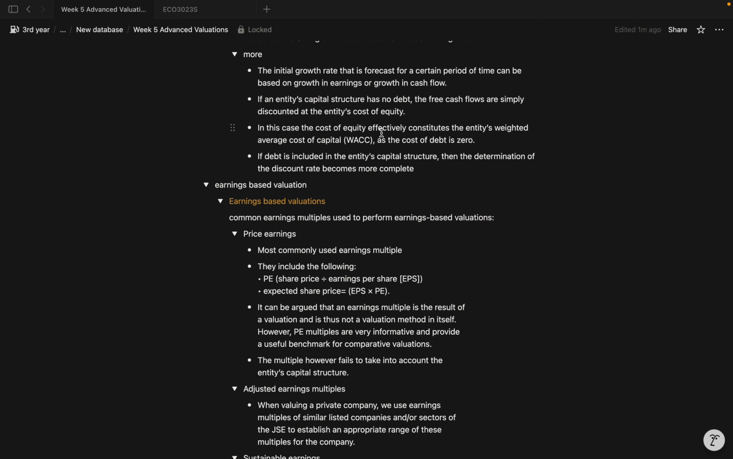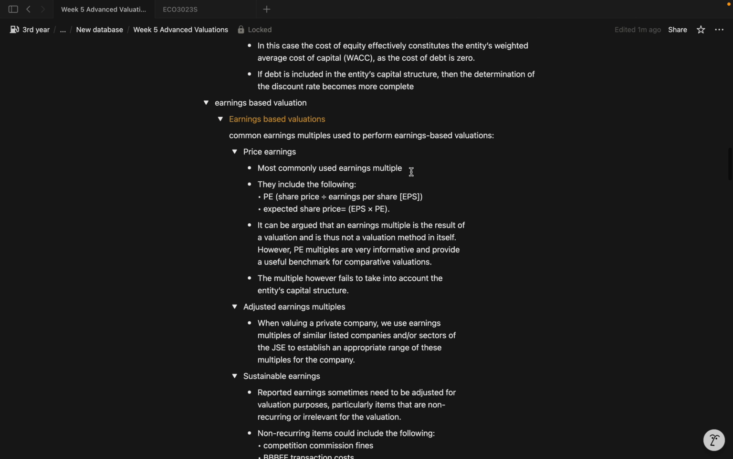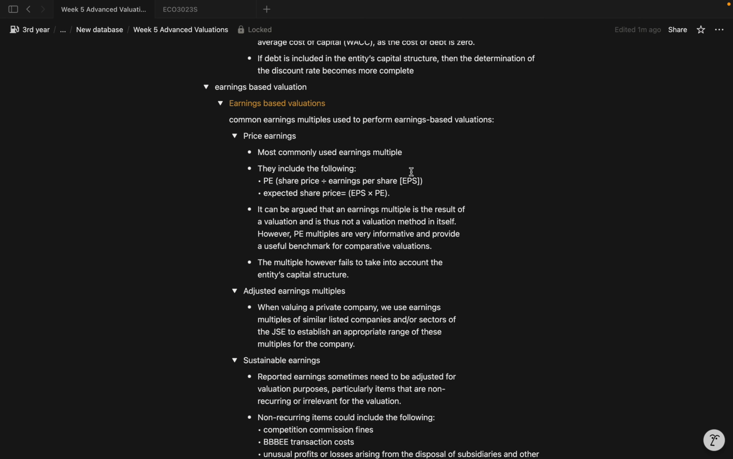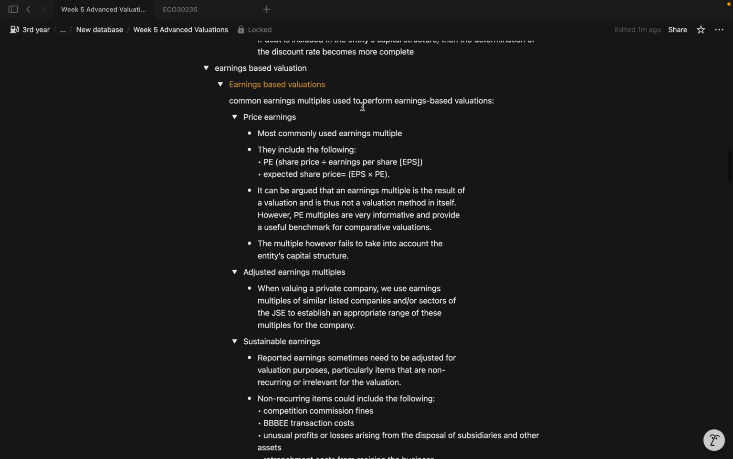If the capital structure has no debt, the free cash flows are simply discounted at the entity's cost of equity. So we don't have to worry about the cost of debt when we discount. Especially think about in the previous videos, week 7, working out the weighted average cost of capital. When we discount it, we use the weighted average cost of capital. But obviously, if there's no debt, we can just use equity. In this case, so that's what I just said. If debt is included, then the determination of the discount rate becomes more complex, because you have more information.